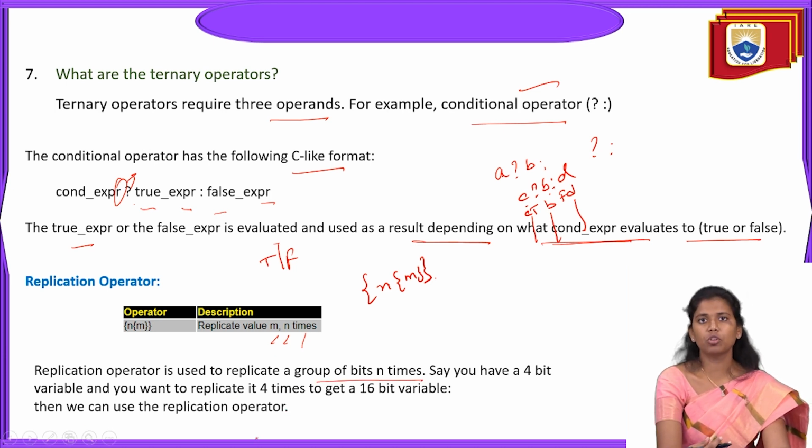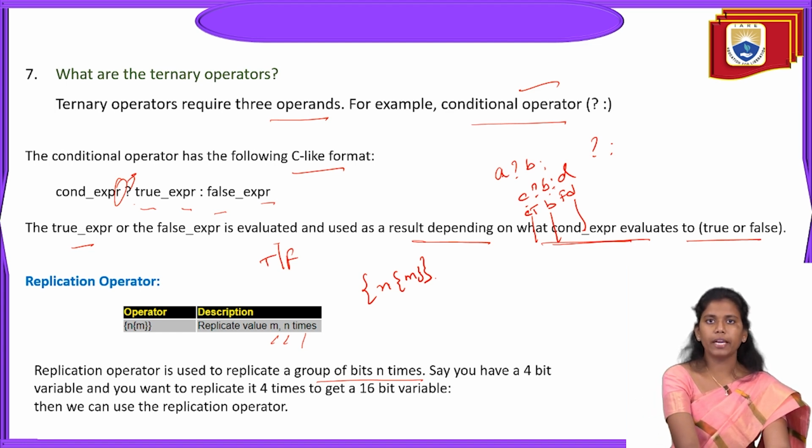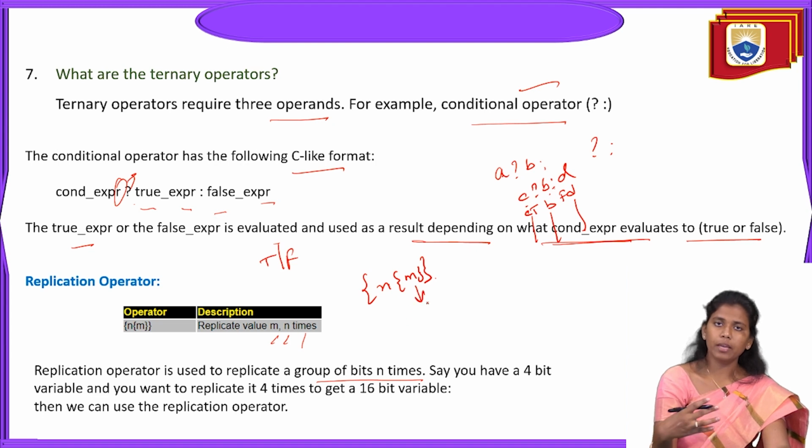If you're finding the same type of number repeatedly, that means how many times that number is repeating in that particular set. That is all about the replication operator. Using the replication operator, we can easily represent the number which is repeated in that particular set. So here, if you observe m, it replicates value n times. So the value m is repeated n times.